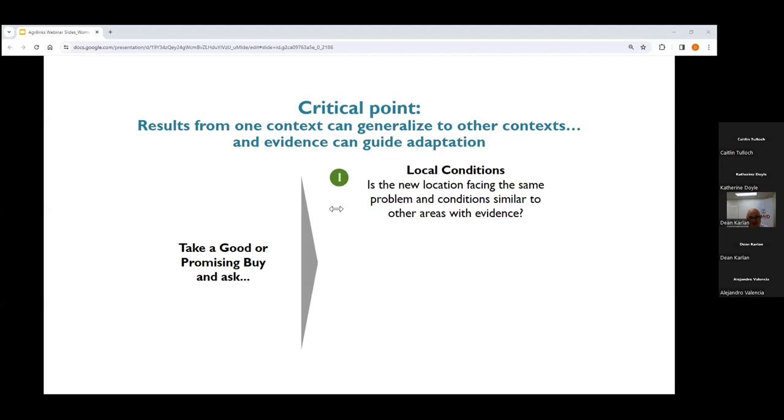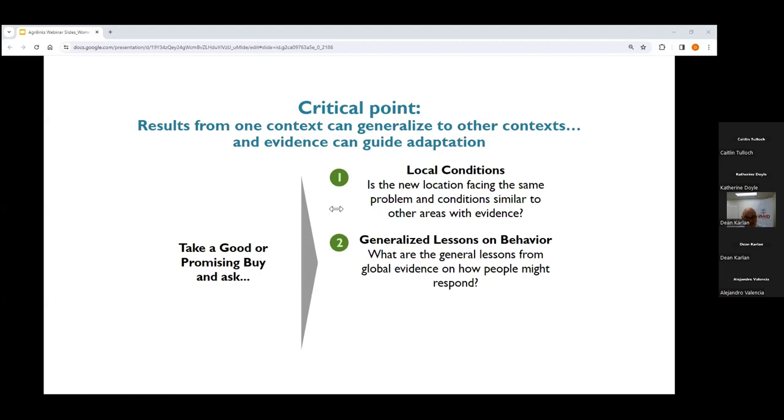So our hope is that people can be starting with a good or promising buy, but then asking themselves, are the local conditions in my context similar to those in the places where this has been evaluated? Am I facing similar problems, targeting similar populations? What is the general lesson on human behavior that comes from this body of studies? Do I think that mechanism for change applies here? And lastly, what did it actually look like to implement this good or promising program in the context in which it has been studied? Do those same conditions for successful implementation exist here? Is there the necessary capacity, infrastructure, or skills to make it work in the way that it did in the previous studies? To sum up, using cost effectiveness isn't the end of a conversation about program design, but it should be the start of one.